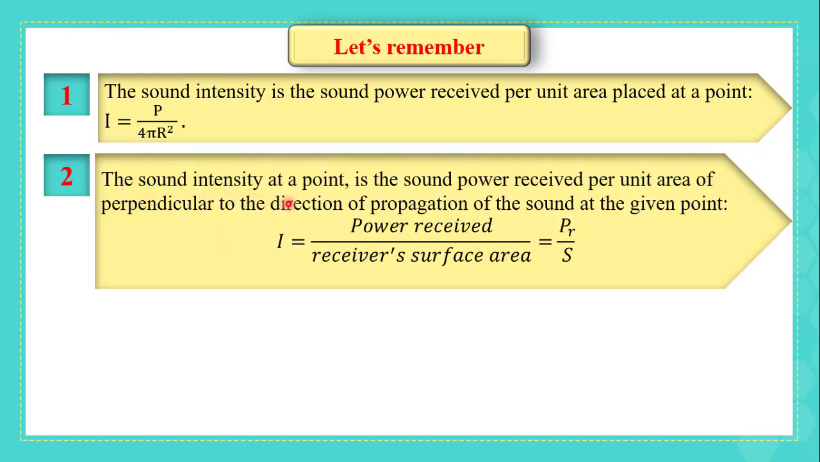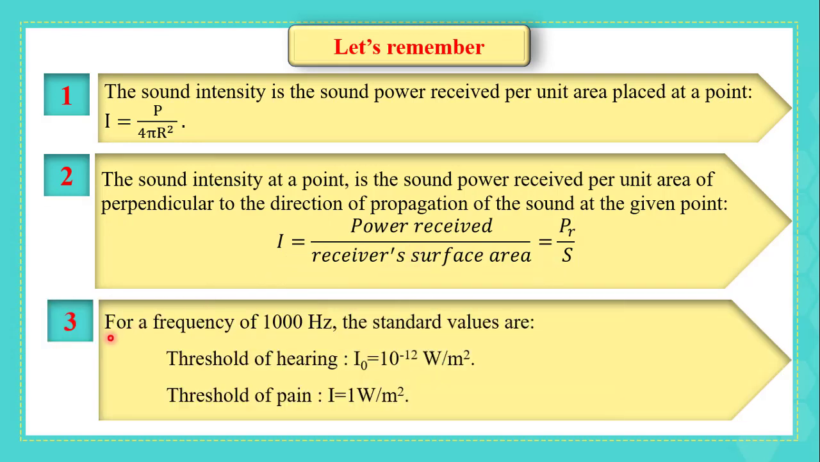2. The sound intensity at a point is the sound power received per unit area perpendicular to the direction of propagation of the sound at the given point, such that I equals the power received over the receiver's surface area. 3. For a frequency of 1000 Hz, the standard values are: threshold of hearing I0 equals 10 exponent minus 12 watt per meter squared. The threshold of pain is equal to 1 watt per meter squared.